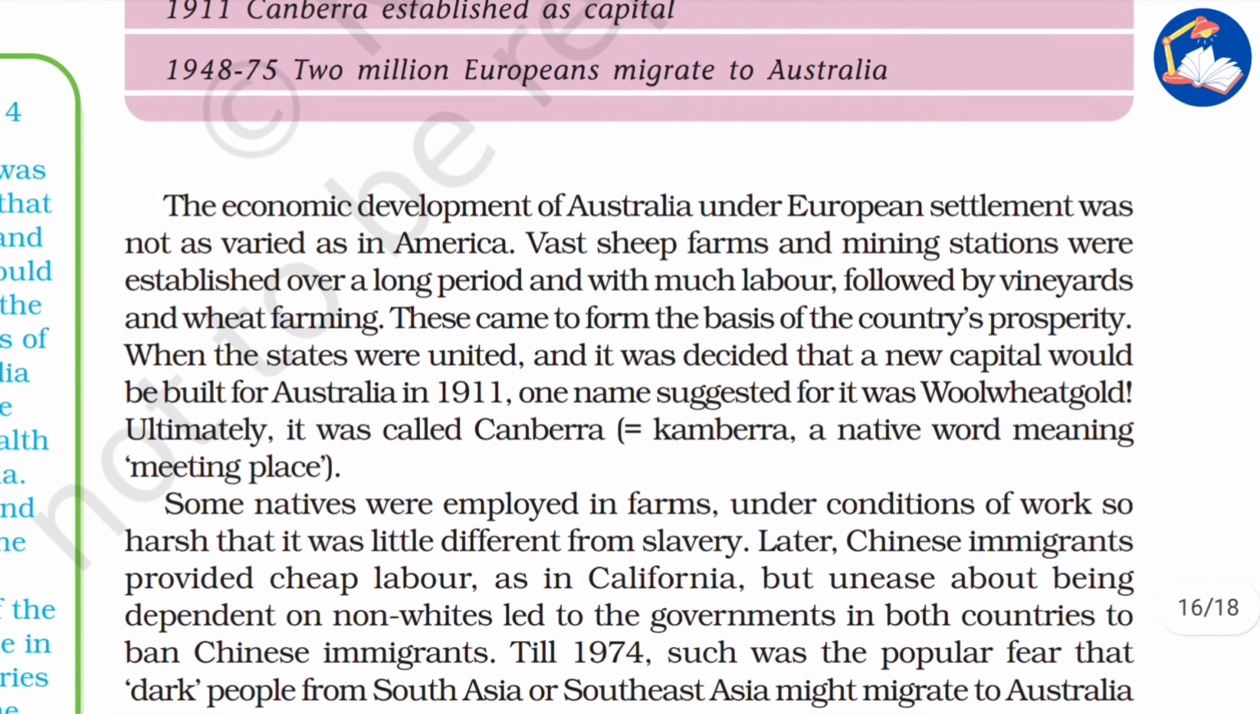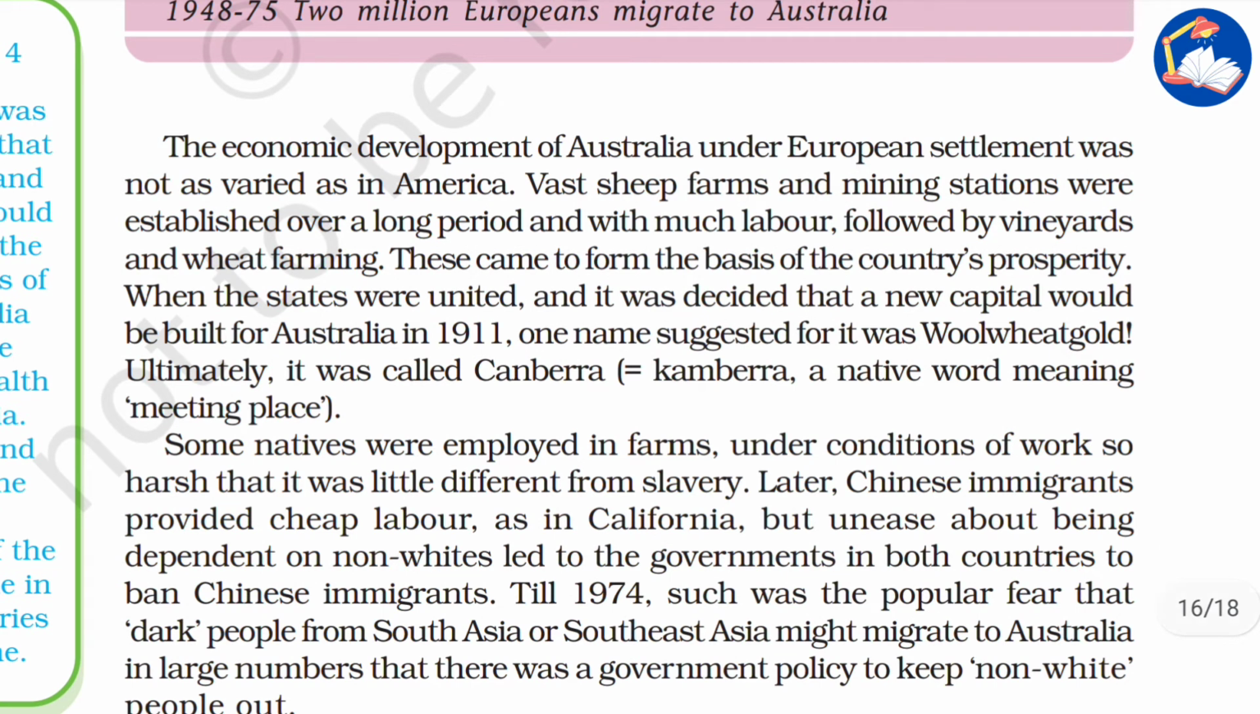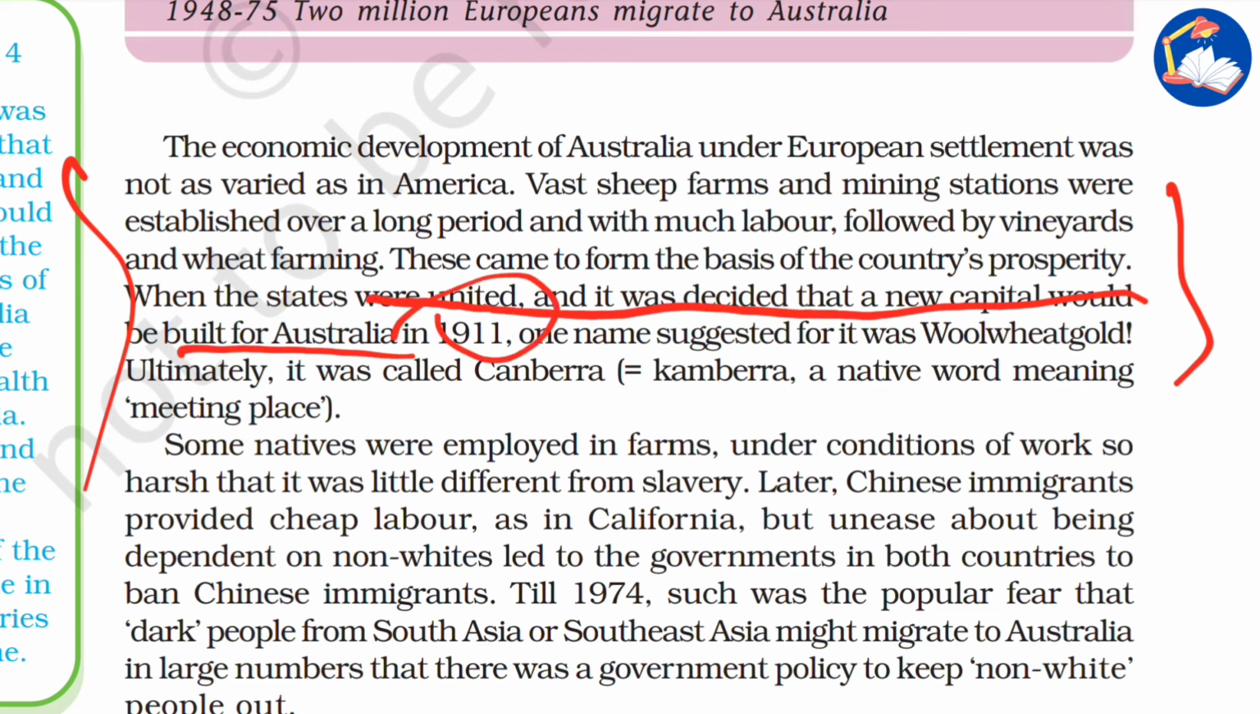Here also, farming played an important role in the country's development. And when the states were united, it was decided that a new capital would be built in Australia in 1911. One name suggested was Wool Wheat Gold. Ultimately it was called Canberra, a native word meaning meeting place.